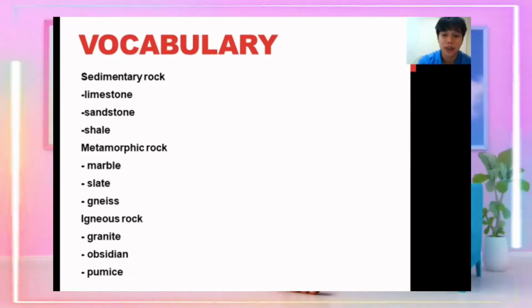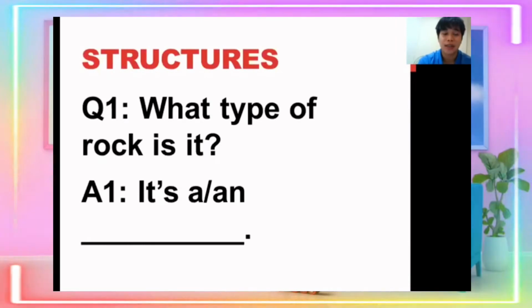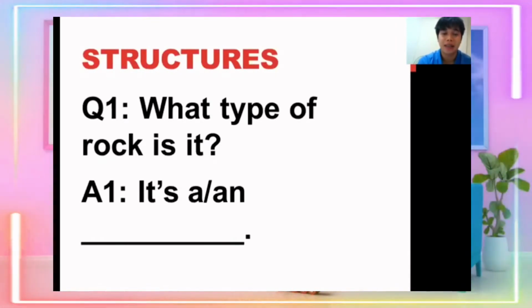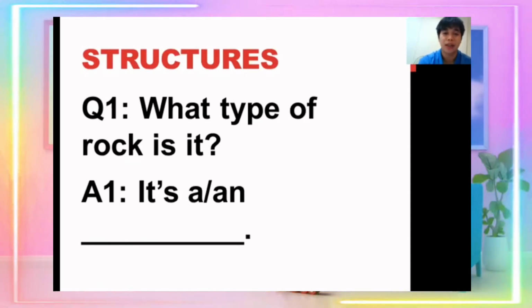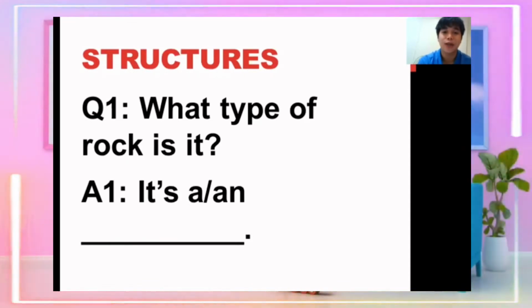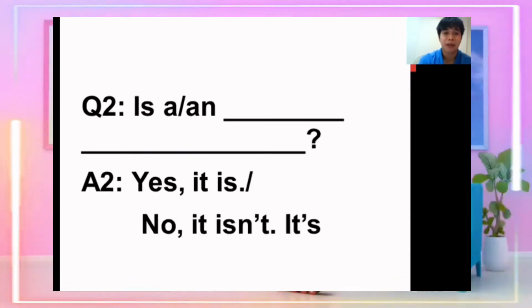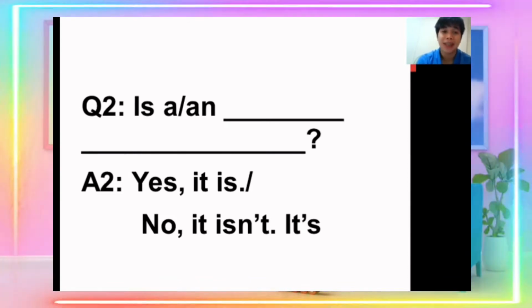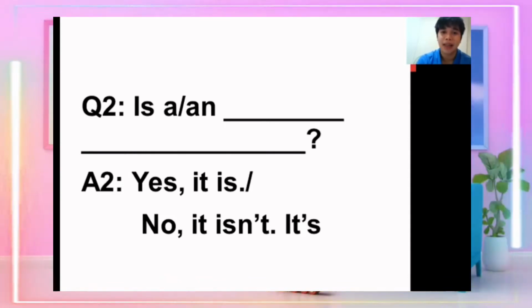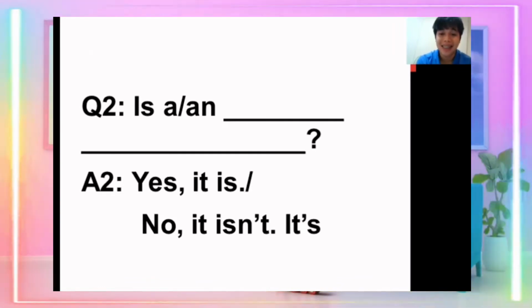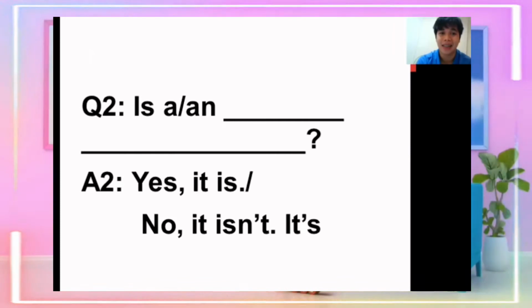Let's proceed to our sentence structures. For our sentence structures, I'm going to ask, what type of rock is it? And you are going to answer, it's a or an blank. Next, sentence structure number 2: is it a blank? And you are going to answer, yes, it is, or no, it isn't. It's a blank.